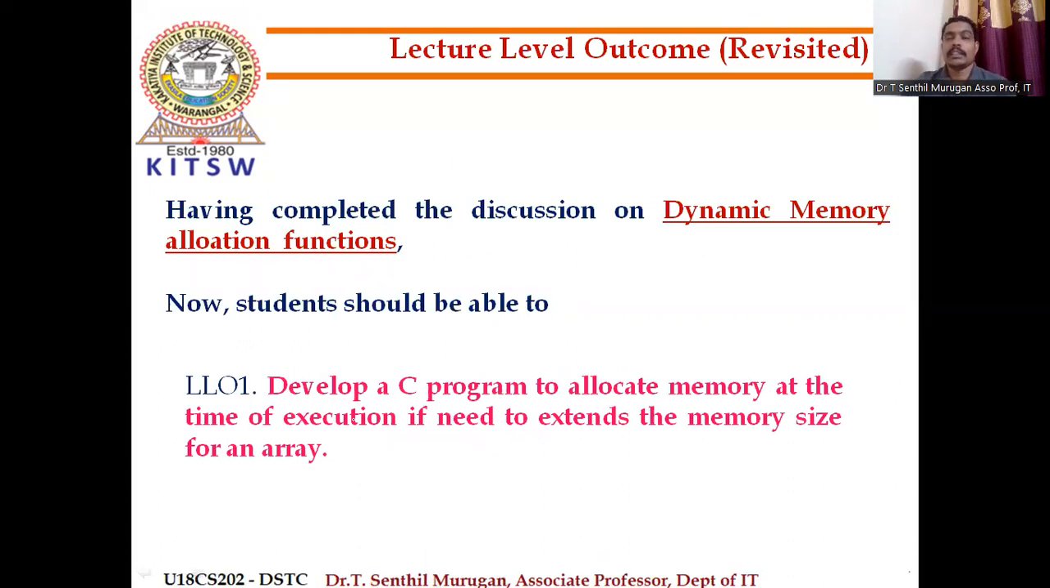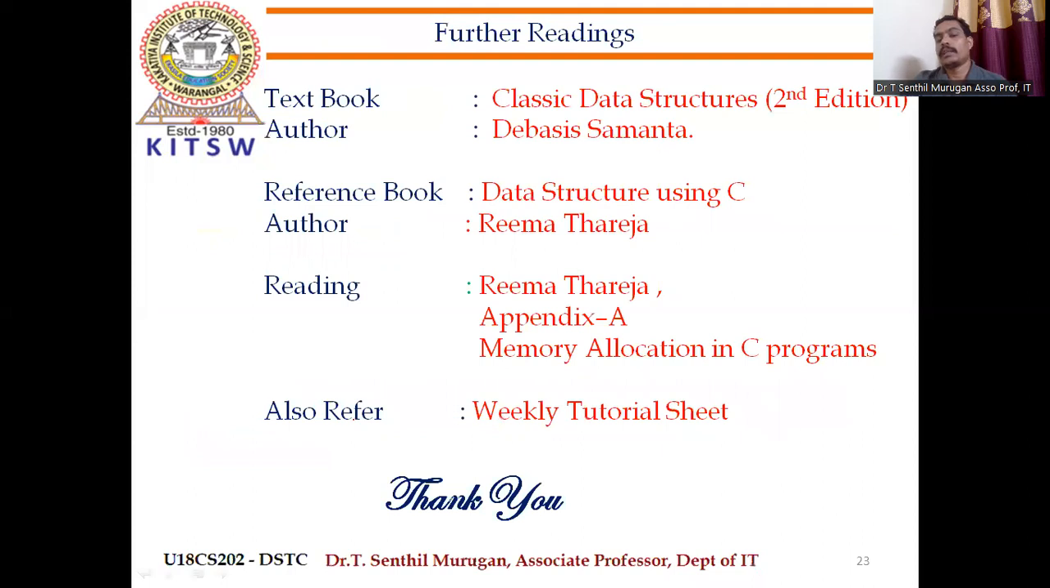Now we are at the lecture outcome revisited. Having completed the discussion on dynamic memory allocation functions, students should now be able to develop a C program to allocate memory at the time of execution if they need to extend the memory size for an array. For further doubts, you can refer to Appendix A in the Reema Thareja textbook under the topic of memory allocation in C programs.